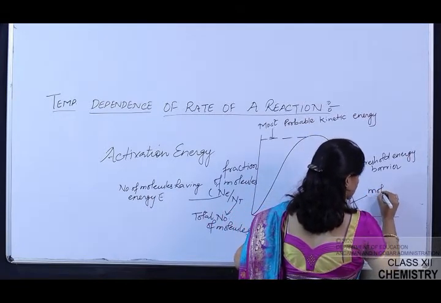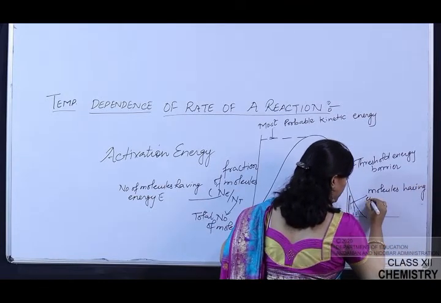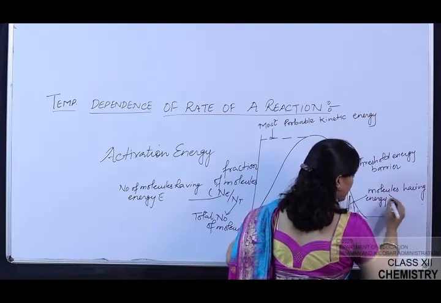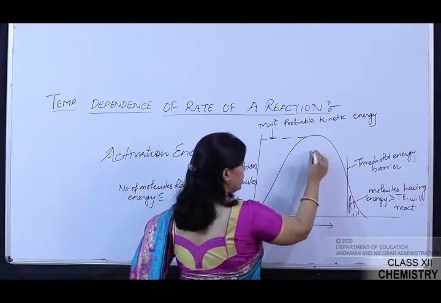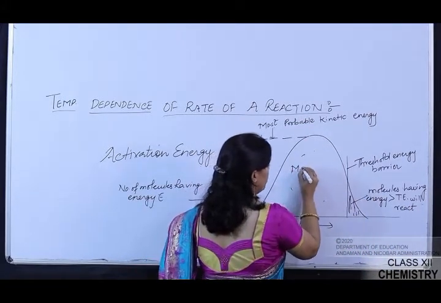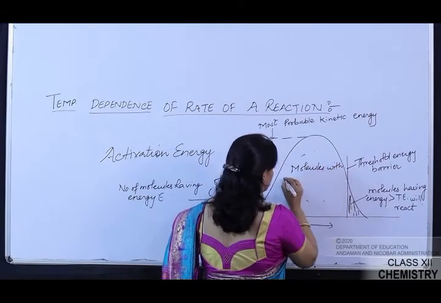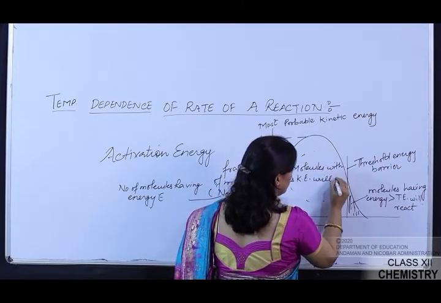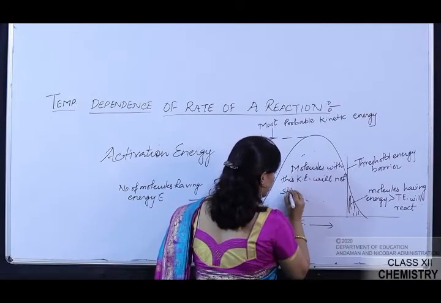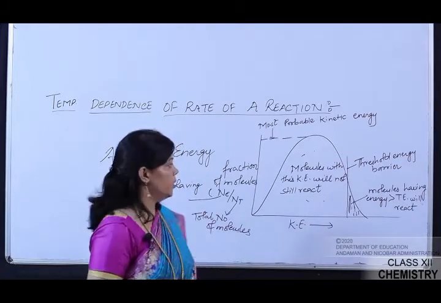the molecules having energy greater than the threshold energy will react. And this area represents the molecules with this kinetic energy, which will still not react. So this is the Maxwell-Boltzmann distribution curve.